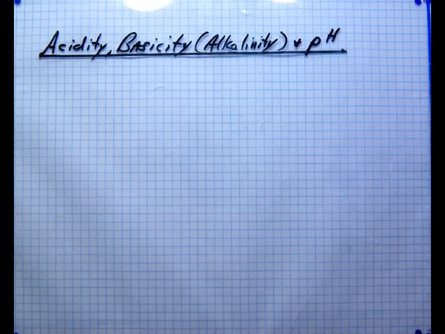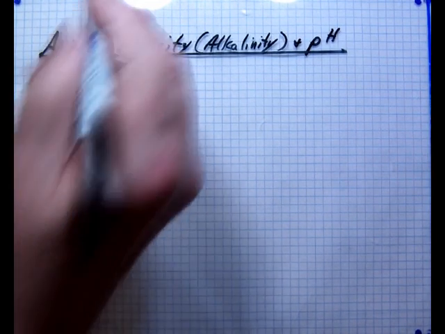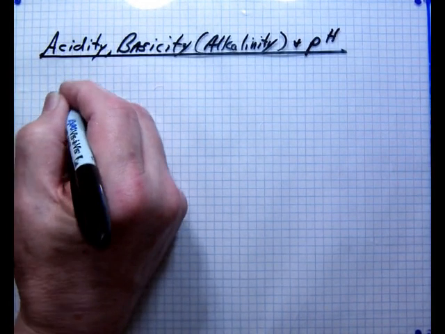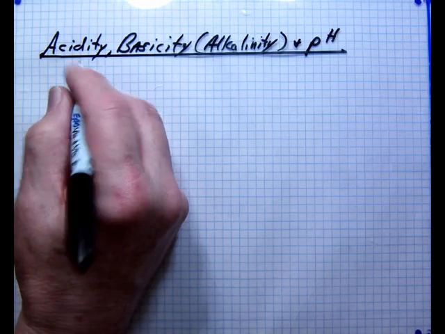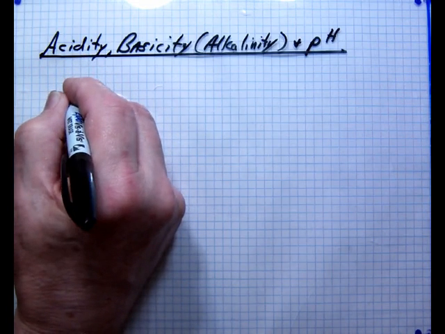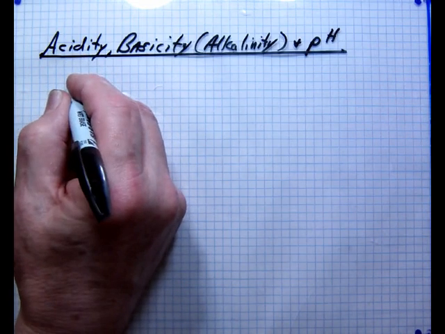So let's begin with a discussion, a presentation of acidity, basicity, alkalinity, and pH. What's an acid? Well, it can be described in one of three ways. We'll use the Arrhenius method first.